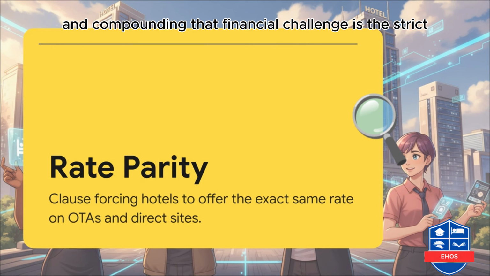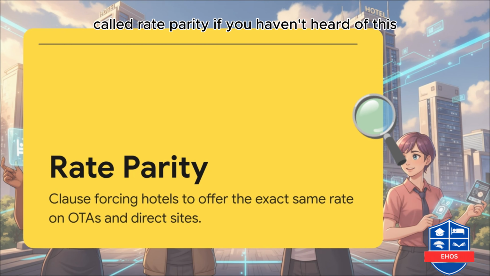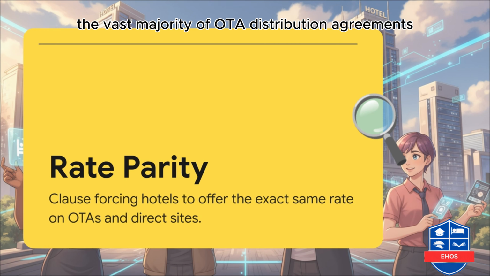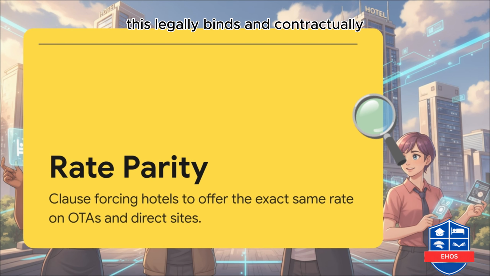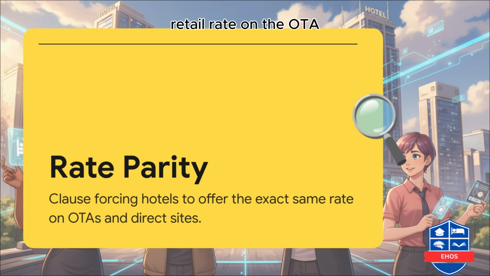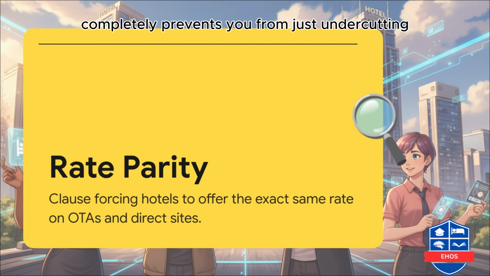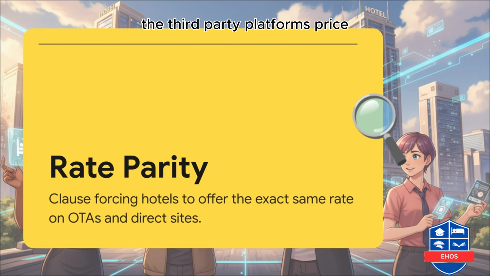And compounding that financial challenge is the strict contractual pressure of something called rate parity. If you haven't heard of this, the vast majority of OTA distribution agreements include a rate parity clause. This legally binds and contractually requires the hotel to offer the exact same public retail rate on the OTA as they do on their own proprietary direct website. Basically, this mechanism completely prevents you from just undercutting the third-party platform's price to naturally drive those global guests to book directly with you. So to succeed here, you have to get a whole lot more strategic.